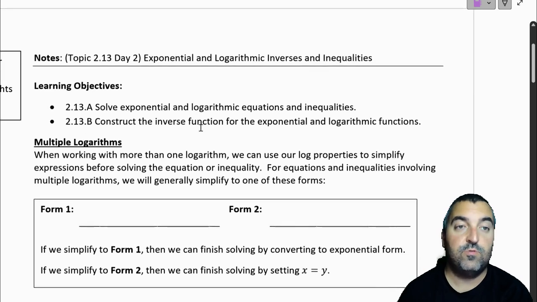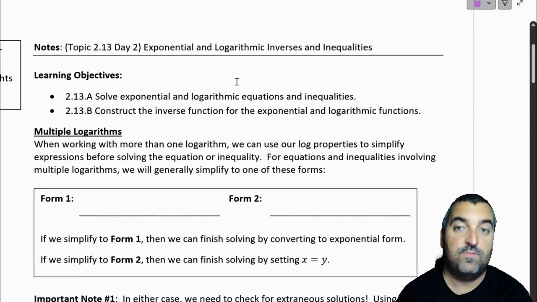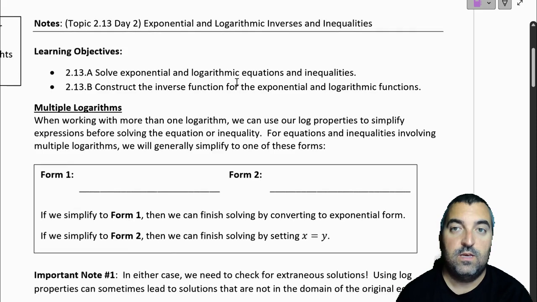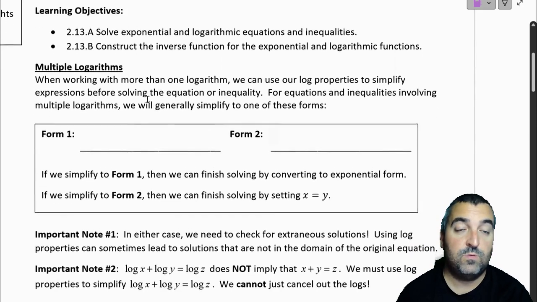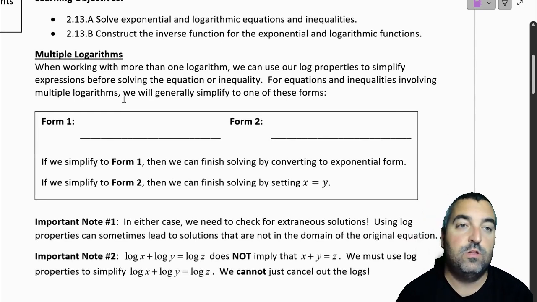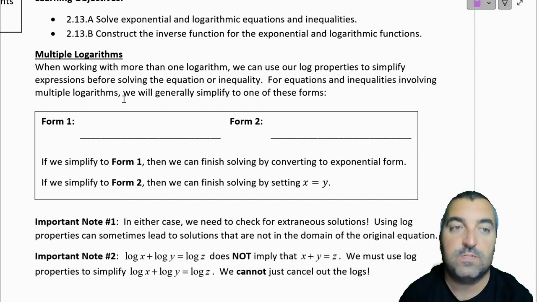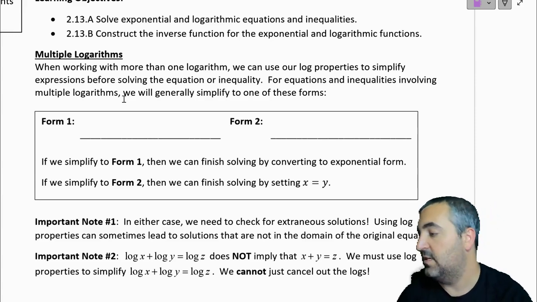Today we continue with topic 2.13, exponential and log inverses and inequalities. This video is going to focus on when we have multiple logs. So when working with more than one log, we can use our log properties to simplify expressions before solving the equation or inequality. For equations and inequalities involving multiple logs, we generally simplify to one of these forms.